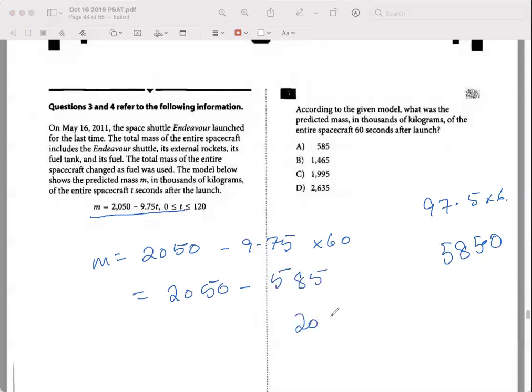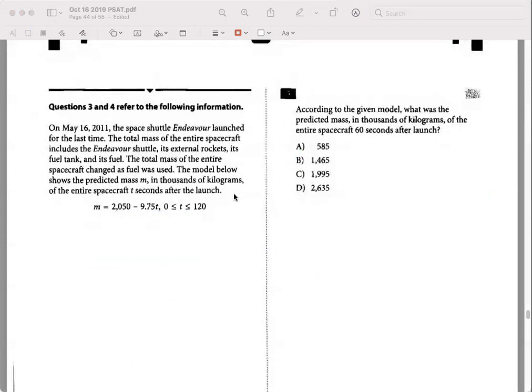585. So if I subtract 585 from 2050, I get 5 here. 14 minus 8 is 6 and 19 minus 5 is 14. So it's 1465. That's the total mass after 60 seconds. Okay, so 1465.